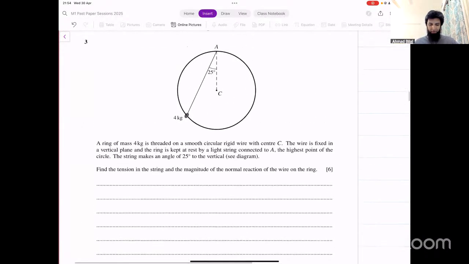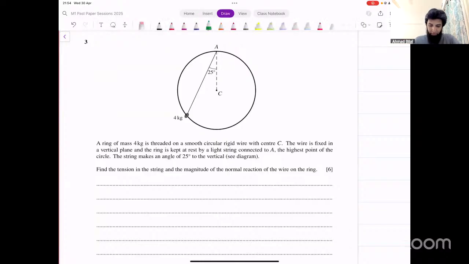Okay, so a ring of mass 4 kilograms is threaded on a smooth circular rigid wire with center C. The wire is fixed in a vertical plane and the ring is kept at rest by a light string connected to it, the highest point of the circle. The string makes an angle of 25 degrees to the vertical. Find the tension in the string and the magnitude of the normal reaction of the wire on the ring.